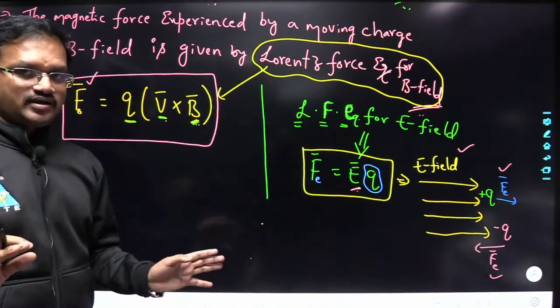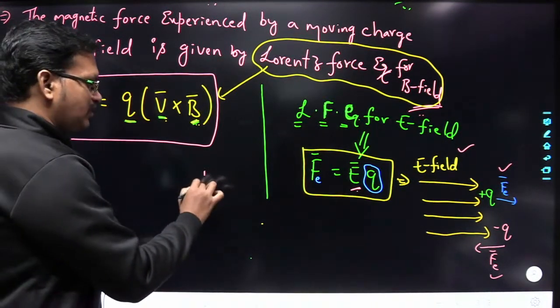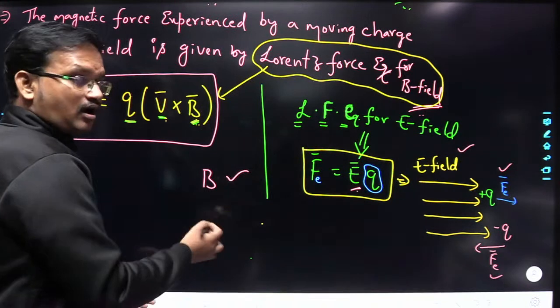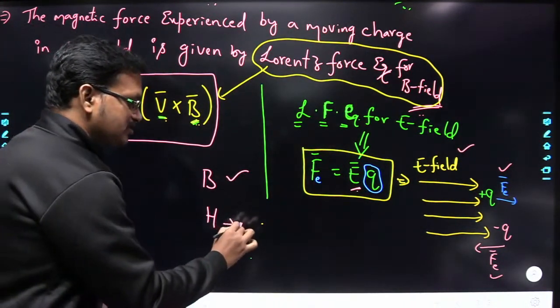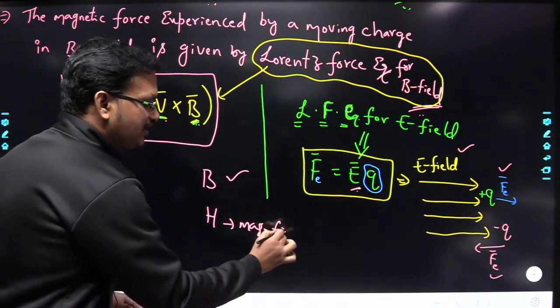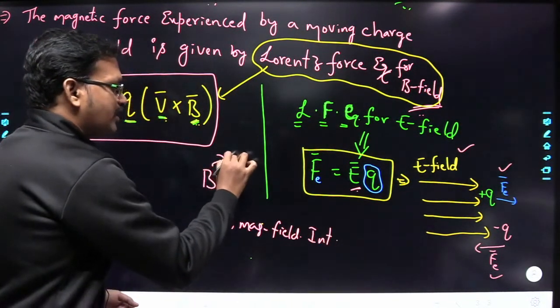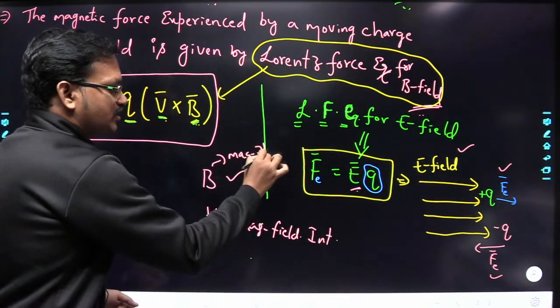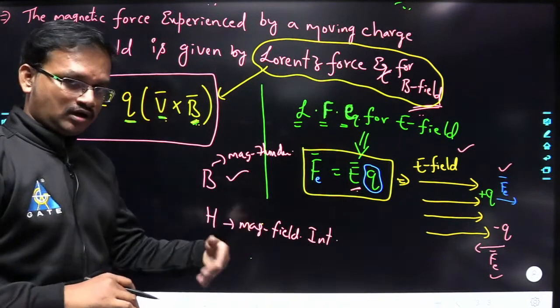You have to understand here, whenever I say magnetic field, I will represent it either with B or with H. H is in general called the magnetic field intensity, and B is called the magnetic flux density. We will see the differences and all those things later.